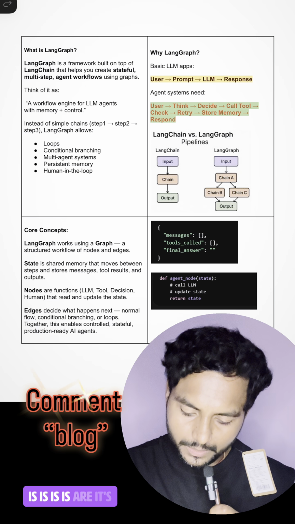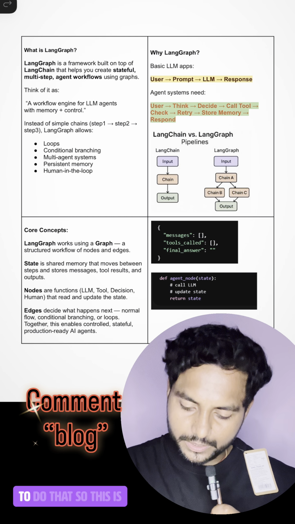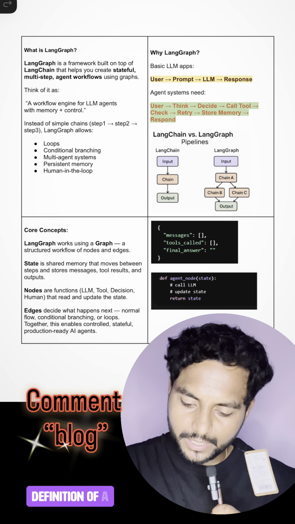Edges are like one node to another node. What are the conditions? What is the branching to do that? So this is the definition of state. Then this is the definition of a node.